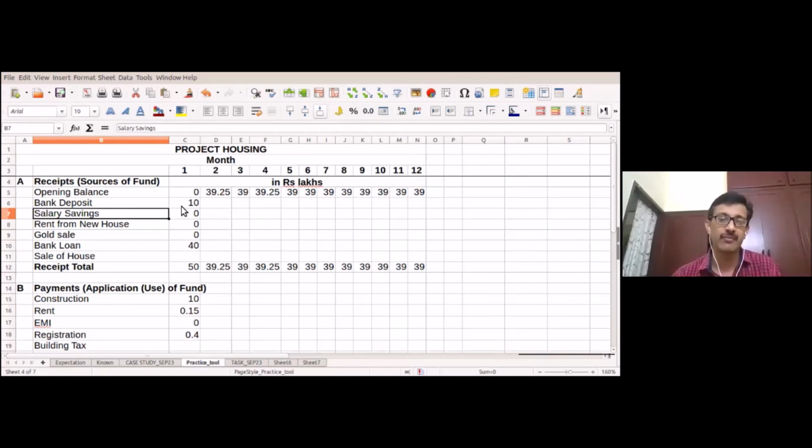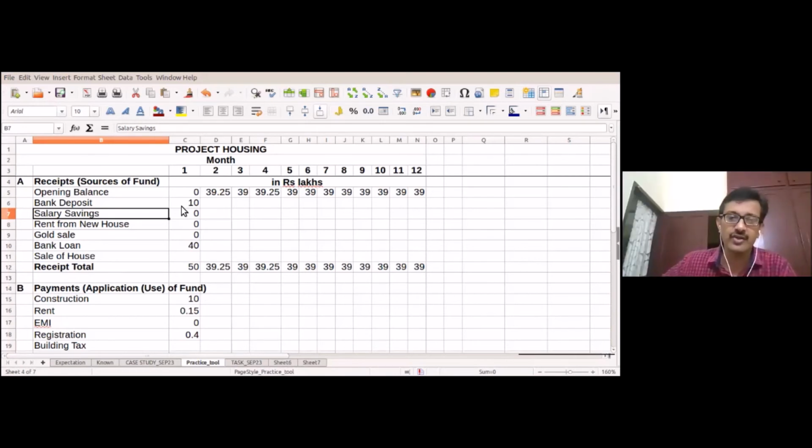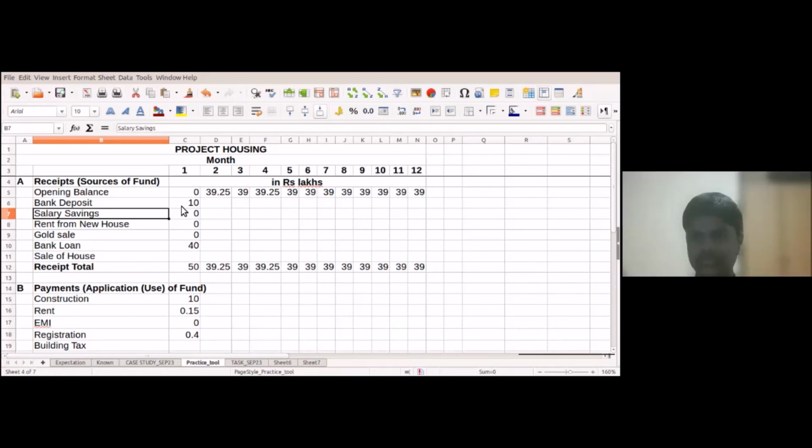Salary savings means that from your salary, after the expenses you already have, you keep something and save it so that it can be put into this project. No, sir. Now we are not saving any. Even if you are saving, should you put it into the project? If you want, you can keep your savings as a bank deposit in your bank account, that is not a problem. Do you want to bring it into this project? That is the question.